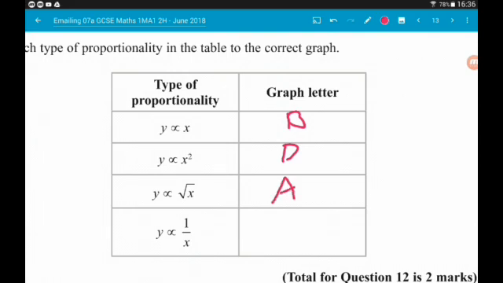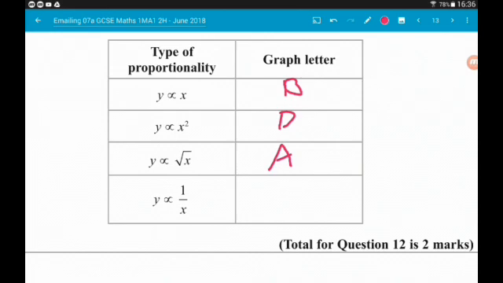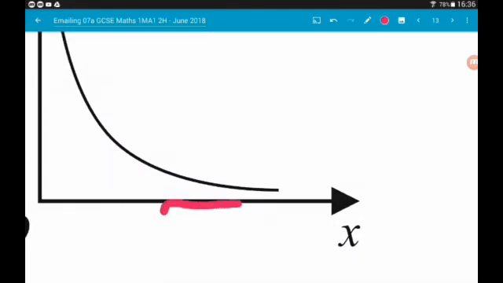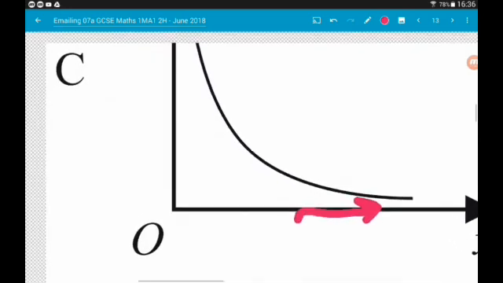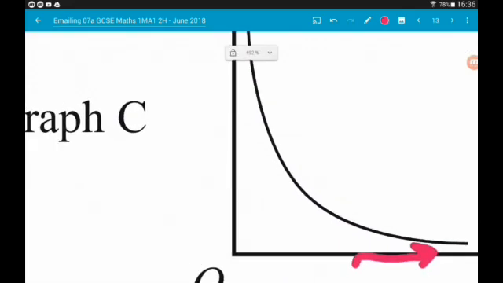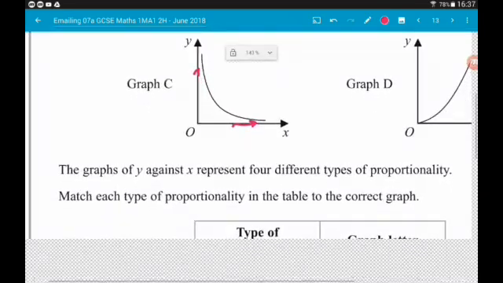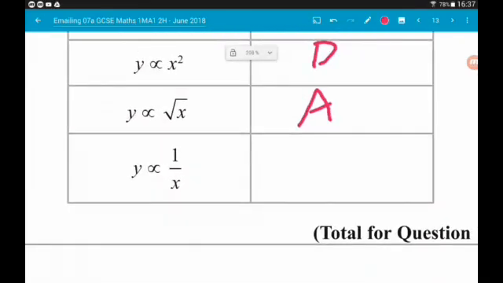And then the final one, well, we know which it is by process of elimination. But we'll talk about it too. So y is proportional to 1 over x. This means y and x are inversely proportional. So as x gets bigger, if we zoom in on this bit, x gets bigger this way, we can see the curve gets closer and closer to 0. So as x gets bigger, y gets smaller. As x gets smaller though, so closer and closer to 0, we can see that y gets bigger and bigger and bigger. So that is inverse proportion in all its glory. It's graph C.